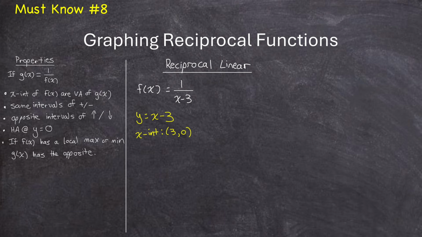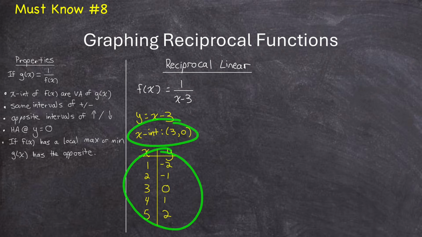So if I were to make a table of values for this linear function, I would put 3 in the middle, and then choose a couple points to the left and a couple points to the right. And then subbing these x values into this linear function, I could calculate the corresponding y values. And now using these properties and these points, I can try and figure out what the graph of the reciprocal of x minus 3 looks like.